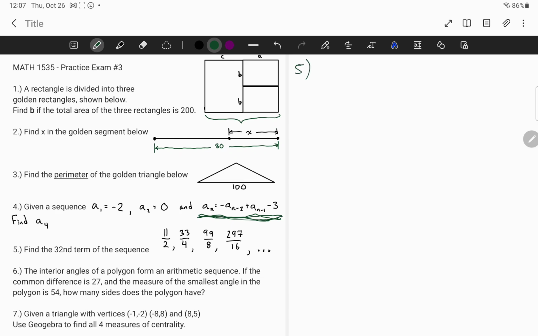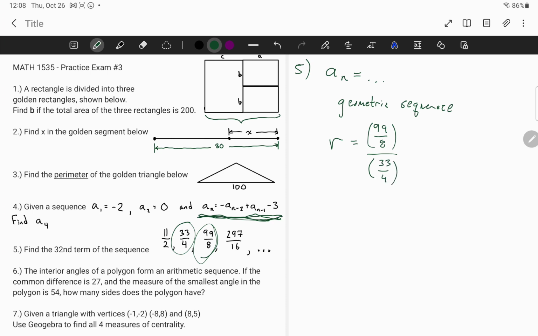For number 5, I'll tell you that this is a geometric sequence, and then I want you to look in your notes for a formula for a sub n for a geometric sequence. If you need help finding the common ratio r, you can always take any term and divide it by the previous term. So we could say that this is 99 over 8 divided by 33 over 4. Just make sure that your parentheses are all intact when you're doing this, but that should let you find the common ratio.